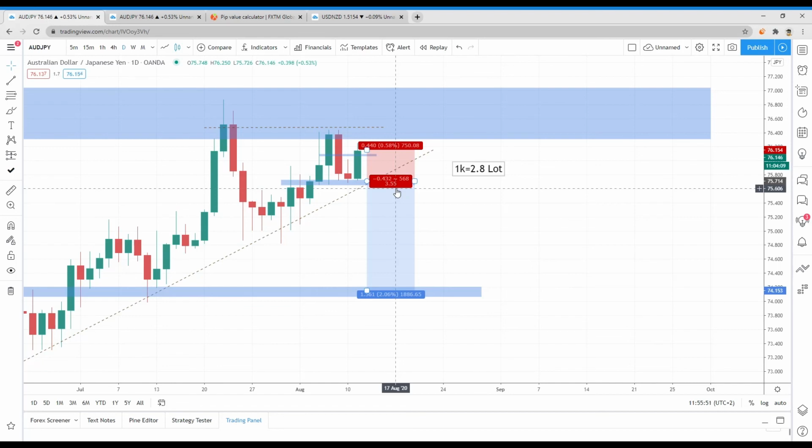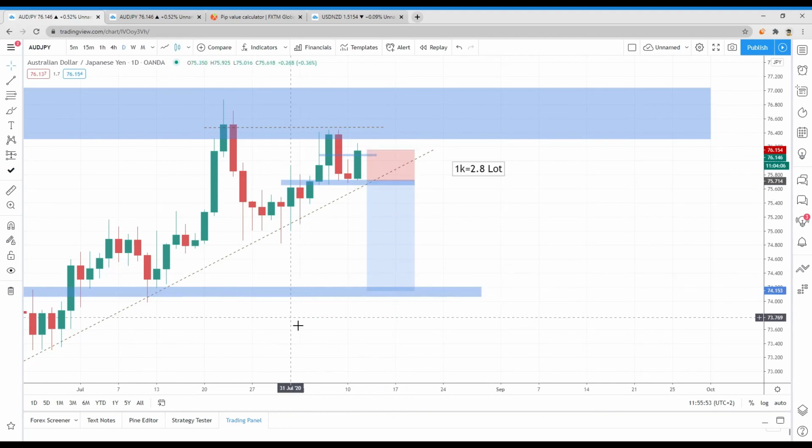And 6. Remember that even if you lose 7 out of 10 trades, you will still be profitable following these rules.